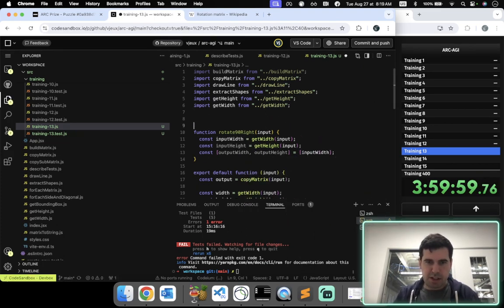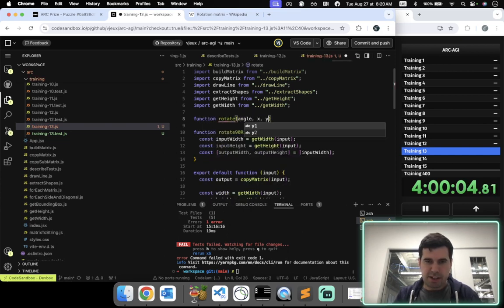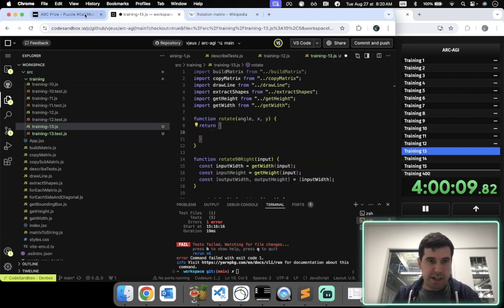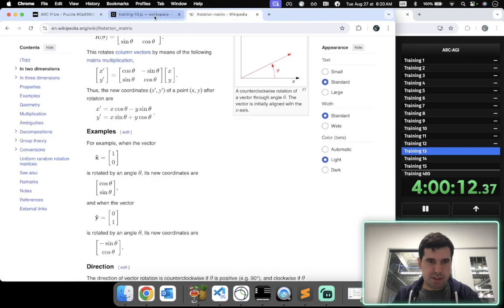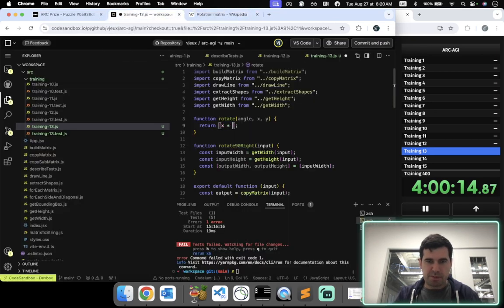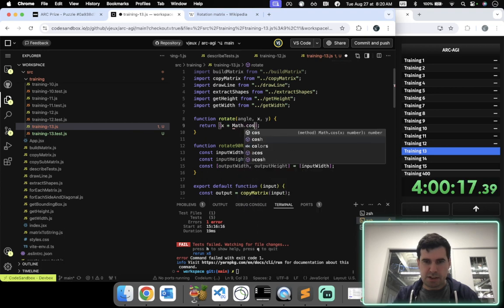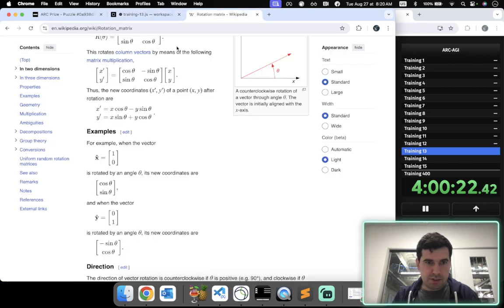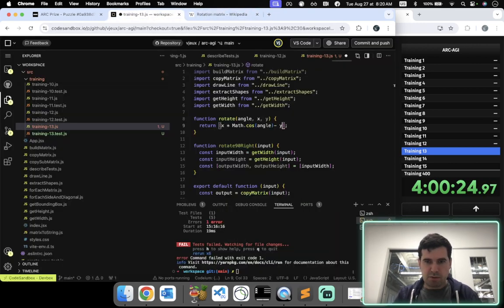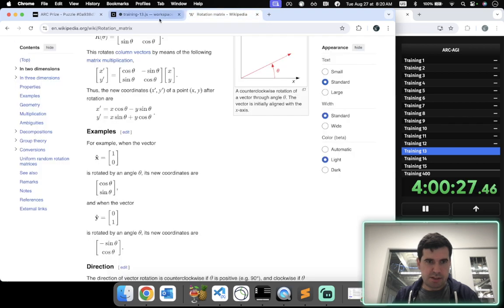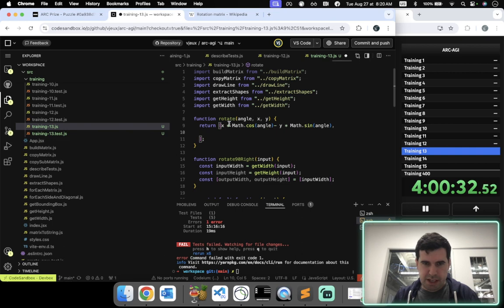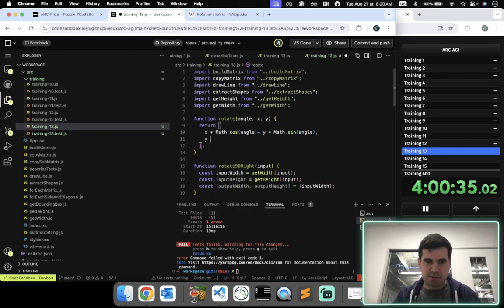Okay, so let me write the function rotate, with angle, x, y, and this is going to return, for x, x multiplied by Math.cos of the angle, and it's going to be minus y multiplied by Math.sin of the angle. So this, we have the x, and so now we need the y.